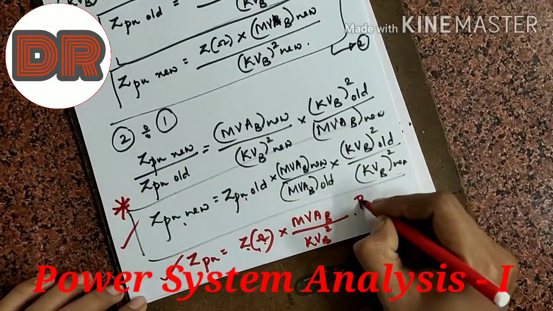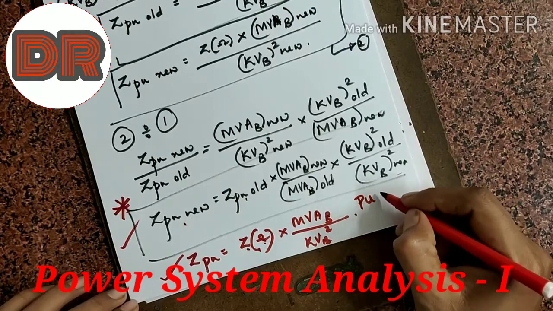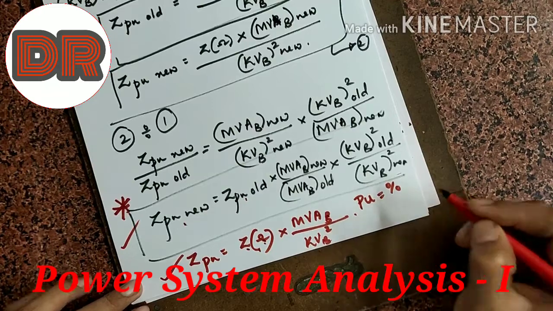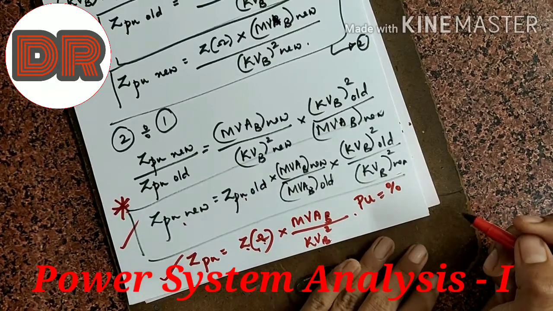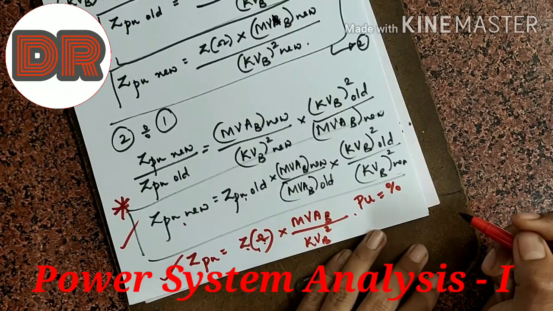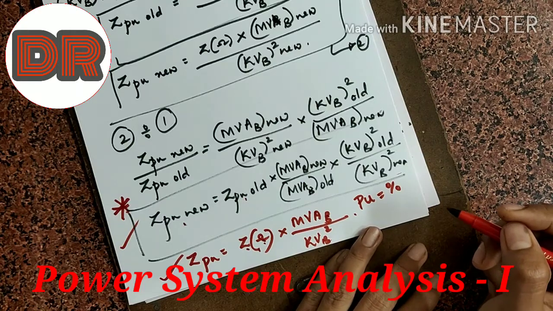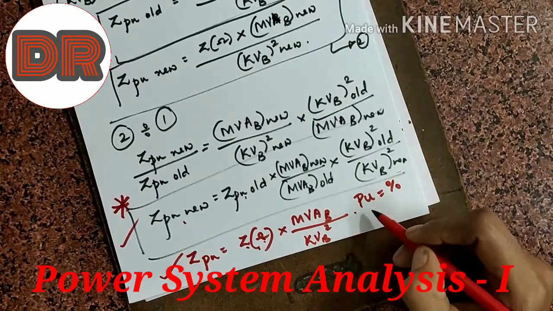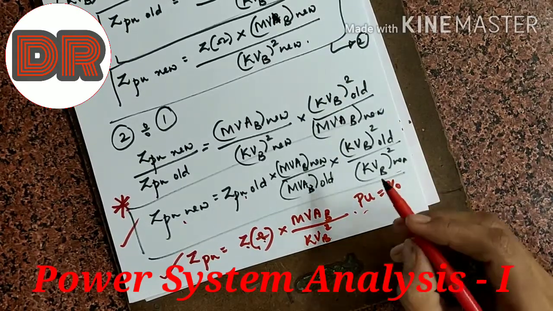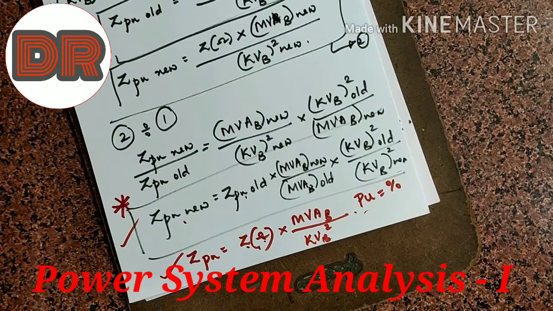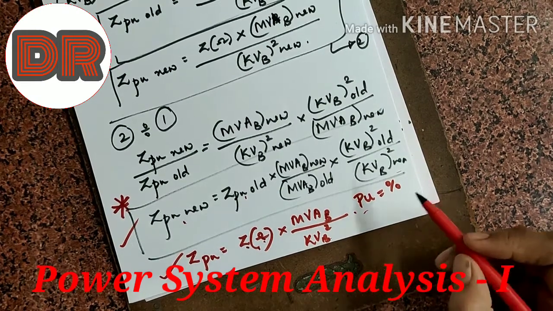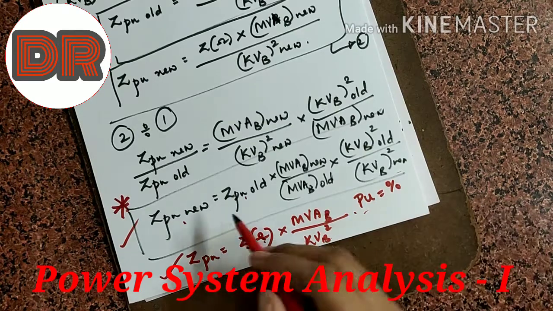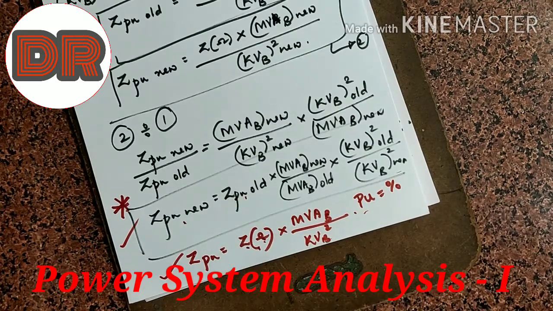And one more thing, a per unit quantity can also be represented as a percentage value. Suppose in the question the percentage value is given, that implies it is a per unit value given in percentage. Whenever you use it in an equation or calculation, you can just divide it by 100, so that you get the decimal value and use it in the equation.